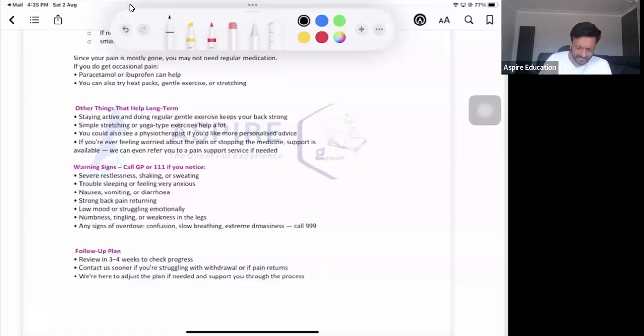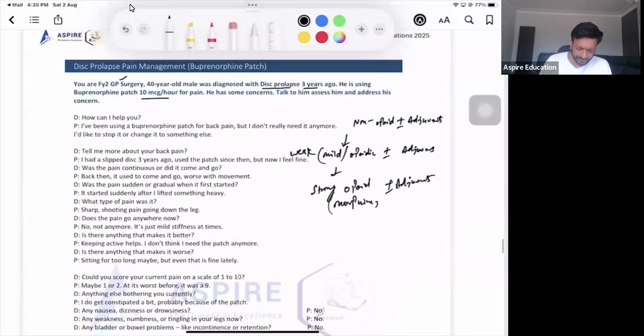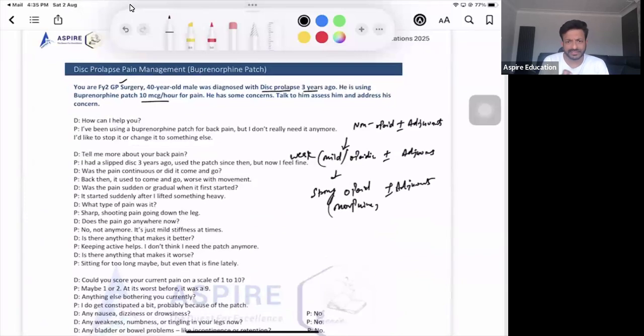Another thing, I'll just tell you briefly about the patch. This patient is using it for 3 years, that's a different thing. Otherwise, the patch you put on the skin and it takes 12 to 24 hours to show its effect, right? It takes time. It's not like you put it and you'll be pain-free straight away. No, it takes 12 to 24 hours. So during that 12 to 24 hours, you might have to give some other painkillers to this patient. That is very important, right?